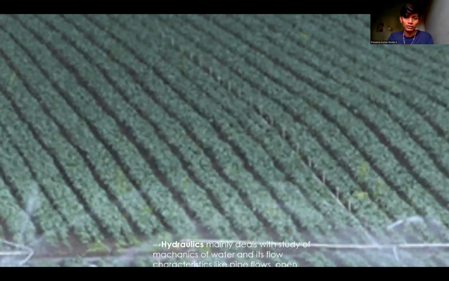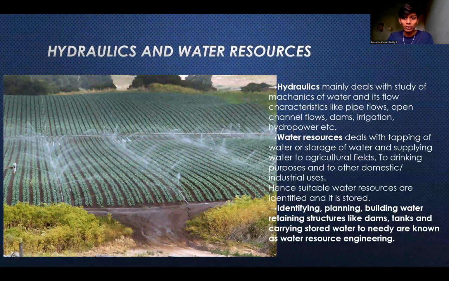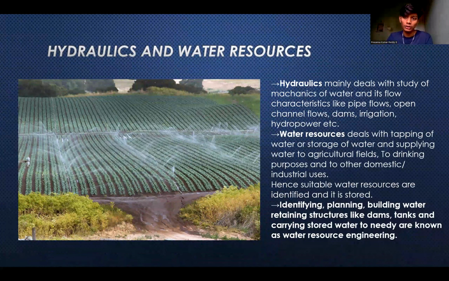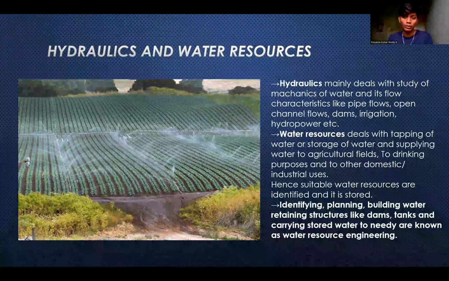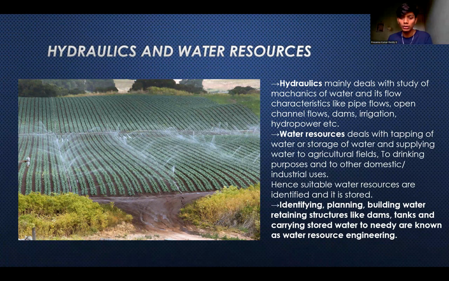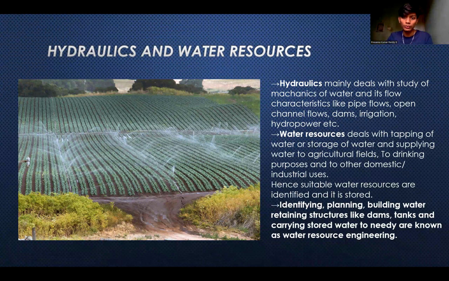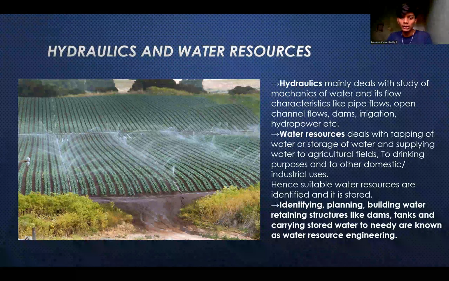Hydraulics and water resources. Hydraulics mainly deals with the study of mechanics of water and its flow characteristics, like pipe flows, open channel flows, and dams, irrigation, hydropower, etc. And water resources deals with the tapping or storage of water and supplying water to agriculture fields. You can see this mainly near village sites or in huge farms, and it is used for drinking purposes and other domestic and industrial uses. Hence, suitable water resources are identified and stored.